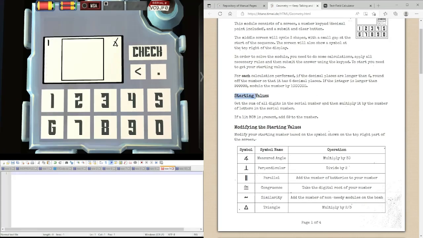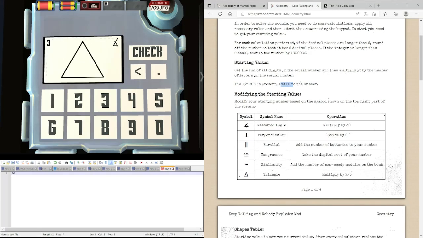We're going to go with our starting value, which is the sum of all digits in the serial number. 9 plus 0 is 9. Multiplied by the number of letters in the serial number, so 9 times 4, which is 36. Do we have a lit bulb? No. But if you do, you add 69 to the number.